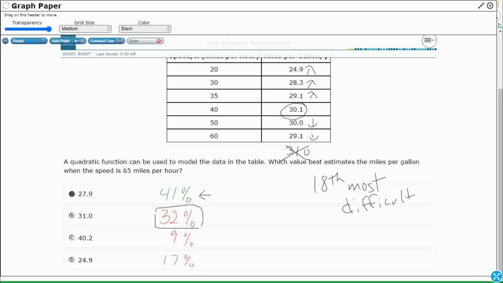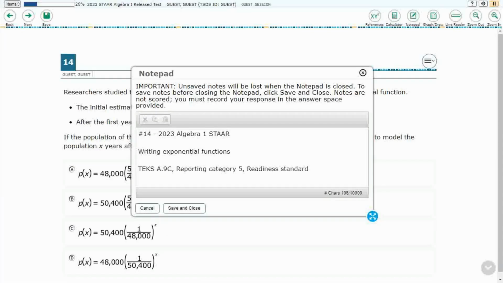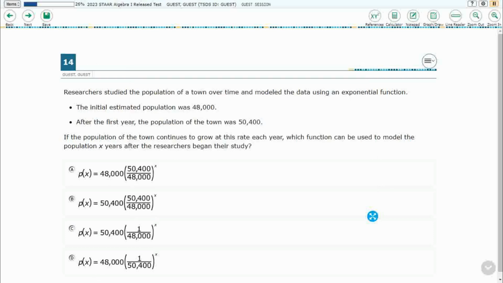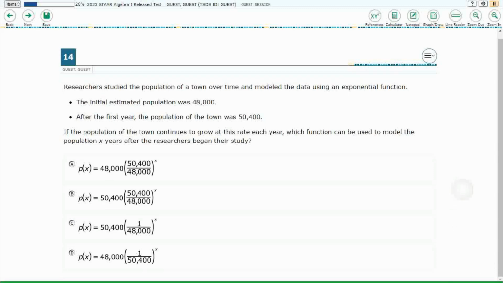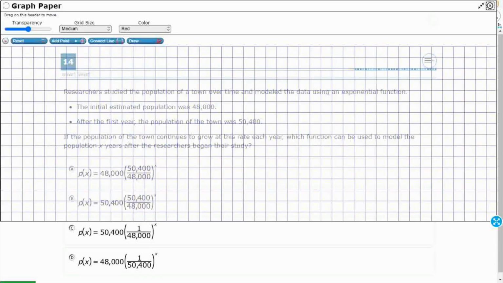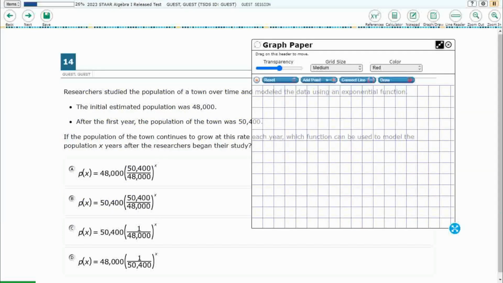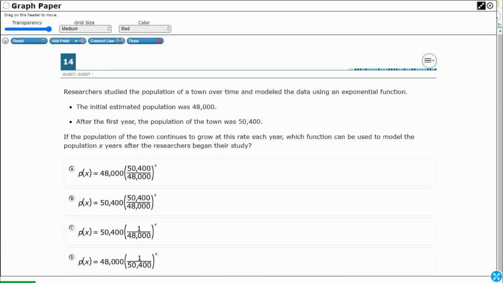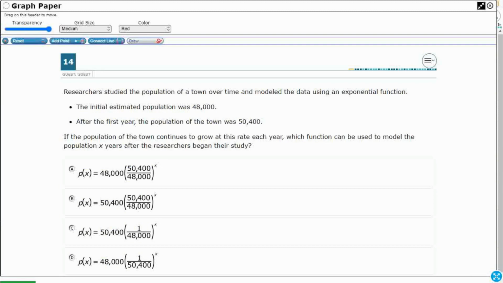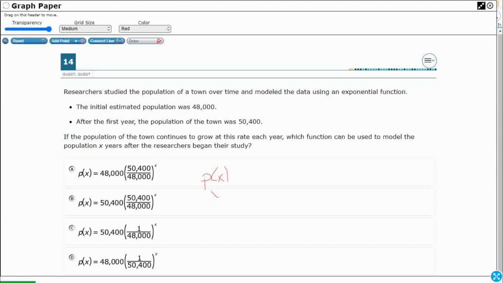For number 14, we are looking at writing exponential functions. This is a readiness standard, TEKS 8.9c, reporting category 5. So we have a real-world situation here, and we need to write an exponential function. We know that not necessarily because they give us that term, but because we do see our answer choices here all are in this standard form of p of x, or y usually, equals a times b to the x, right? That's our standard form for exponential functions.